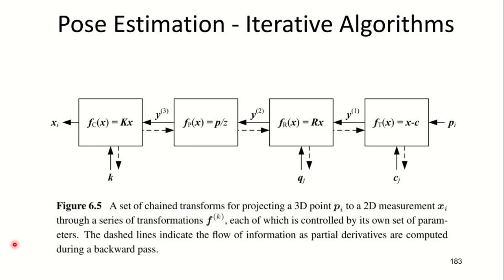The diagram shows a set of chained transforms for projecting a 3D point pi to a 2D measurement xi through a series of transformations f, each of which is controlled by its own set of parameters. The dashed lines indicate the flow of information as partial derivatives are computed during a backward pass.